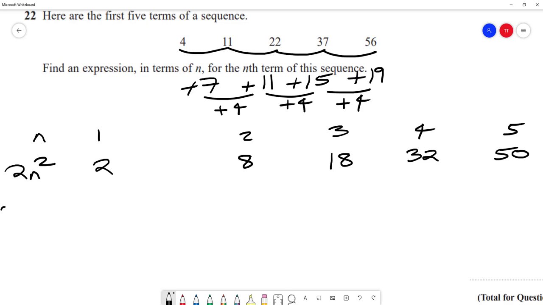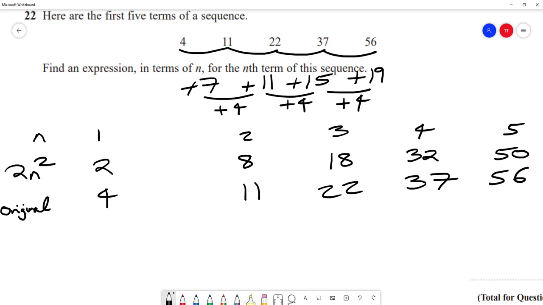Then we're going to write down the original sequence, which was 4, 11, 22, 37, and 56. Now we do the original minus 2n squared. So that's 4 take away 2, which is 2. 11 take away 8 gives me 3. 22 take away 18 is 4. 37 take away 32 is 5. 56 take away 50 is 6.